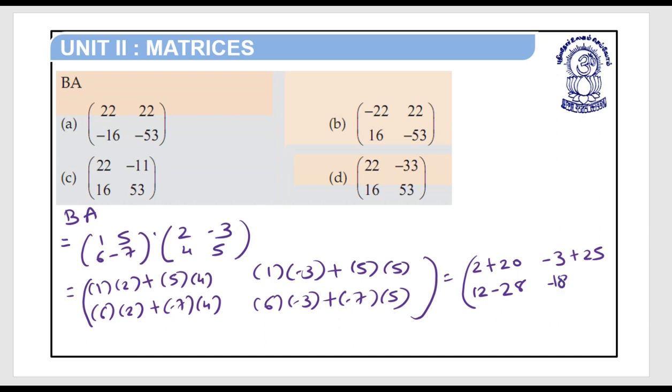18 minus 35. 22. 25 minus 3, 22 minus 16 minus 53. So answer is A.